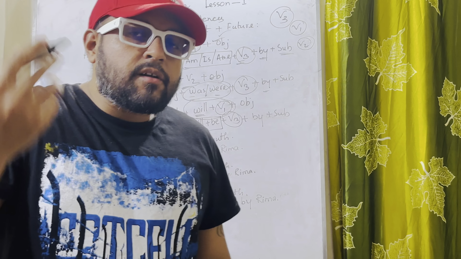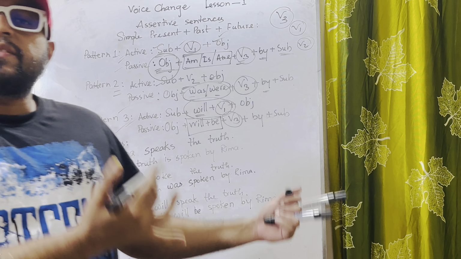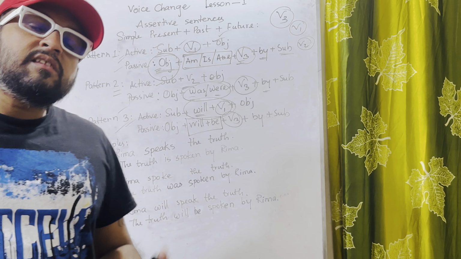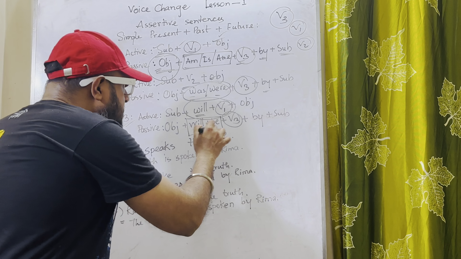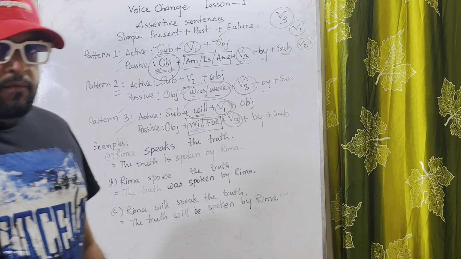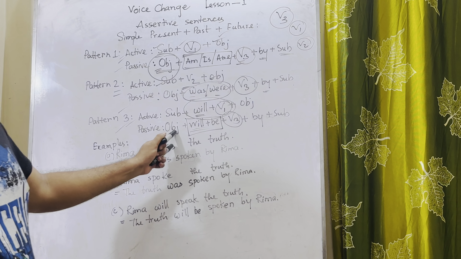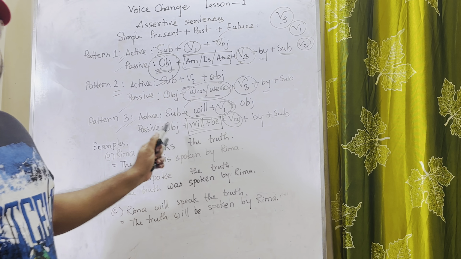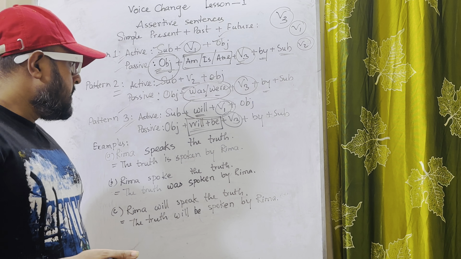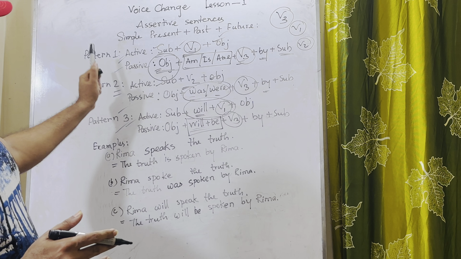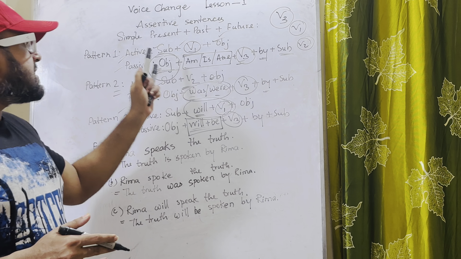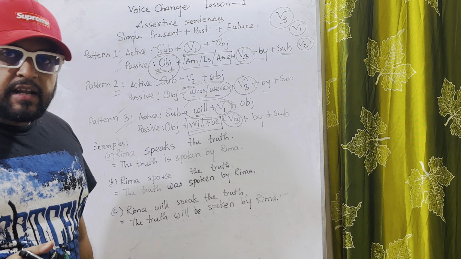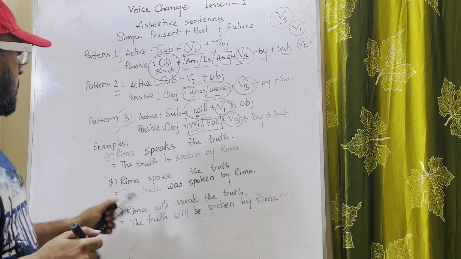So what we have used in the present, like am, is, are, or what we have used in the past, like was, were, exactly the same thing we will use, but here we will use it like will be or shall be, depending on the person and the number of the object. So this is the pattern of simple present, simple past and simple future, and obviously it's about assertive sentences. So now take a look at the examples.